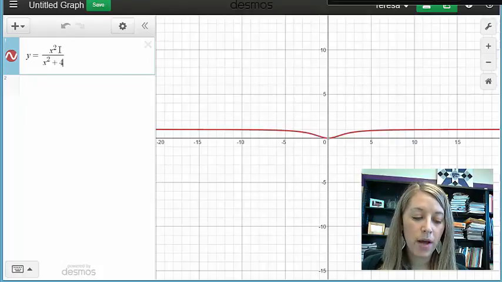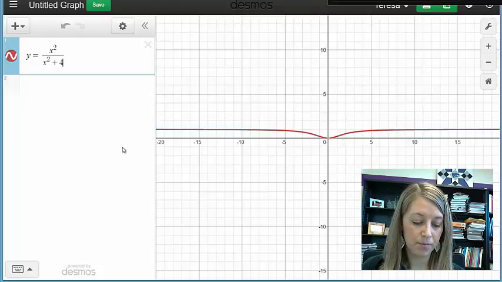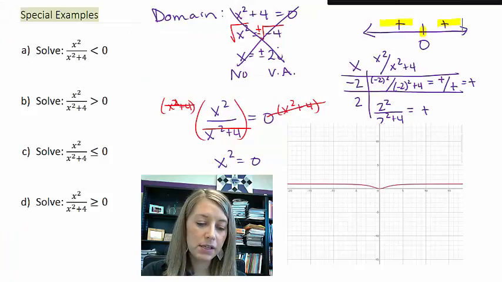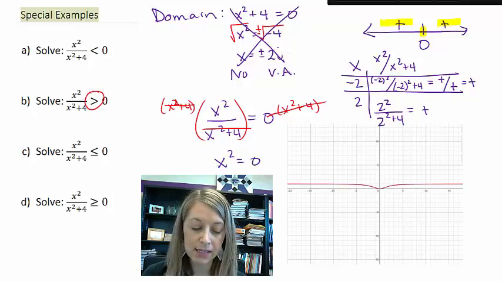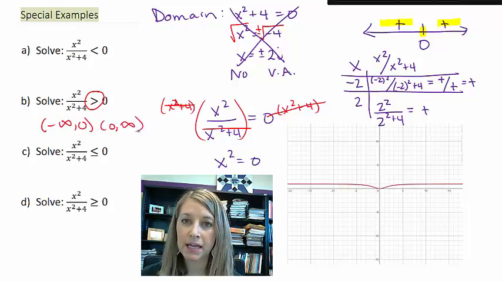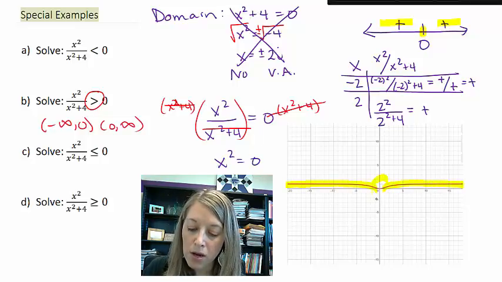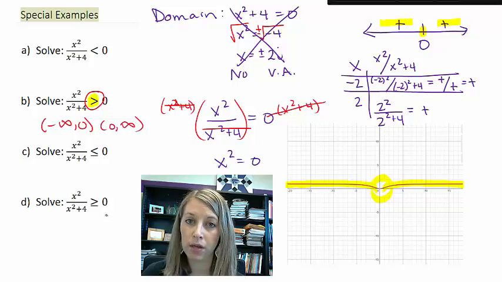So I have it graphed here, y equals x squared over x squared plus 4. We can see that it intercepts our x-axis at 0, and we can see that it is above my x-axis every other place. Okay, so the easiest inequality for us to find is where it is above the x-axis. It's above the x-axis to the left of 0, and it's above the x-axis to the right of 0. And so we can see that on our graph here, above our x-axis on the left and above our x-axis on the right, but not in the center because that is where it is equal to 0, and we don't have an equal to in our inequality.